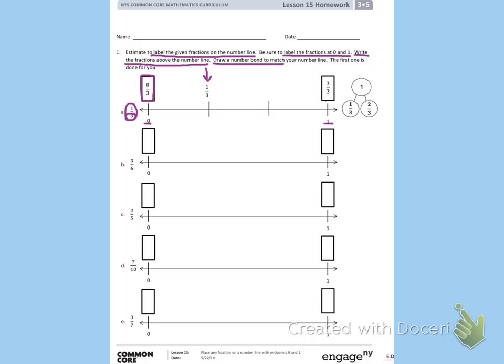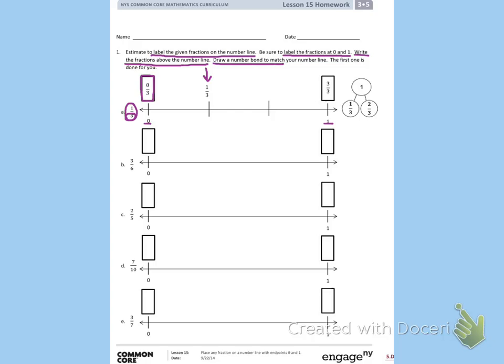They skipped the next hash mark because that would be 2/3, which is not the given fraction that we are supposed to label. The directions do tell us to label the fractions at 0 and 1. So if 0 is 0/3 and we count by thirds, we know that the next hash mark is 1/3, then 2/3, and 3/3. 3/3 is all of the thirds in the number line, which is equivalent to 1 whole.